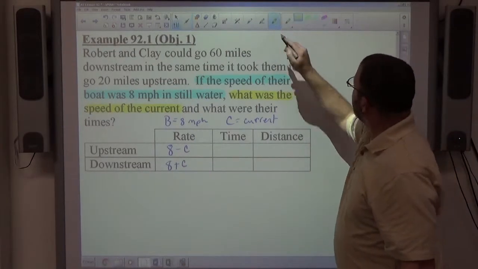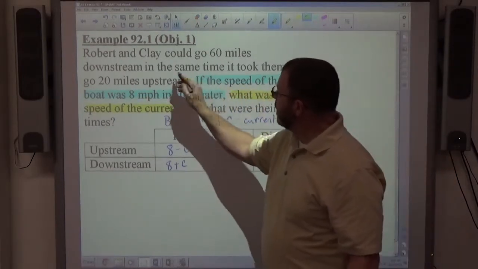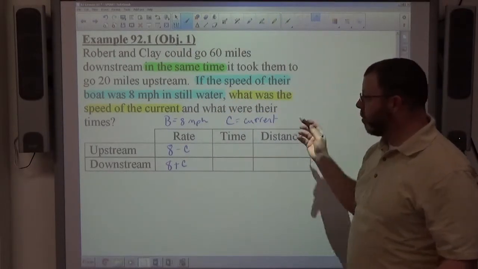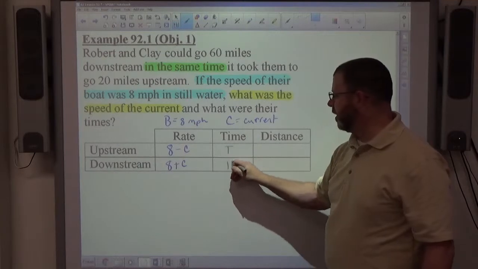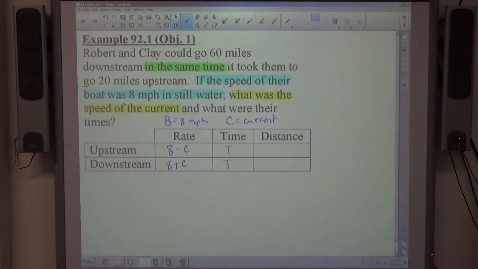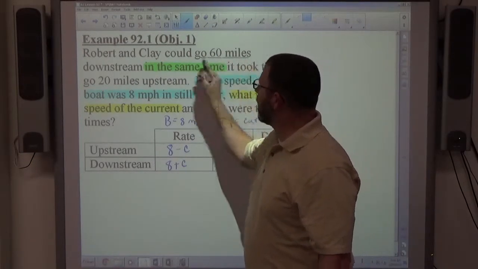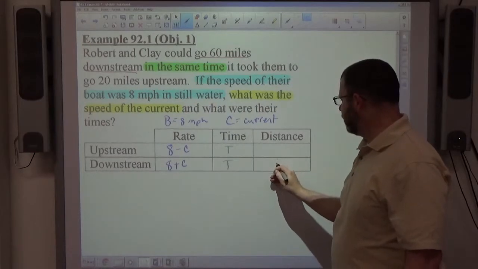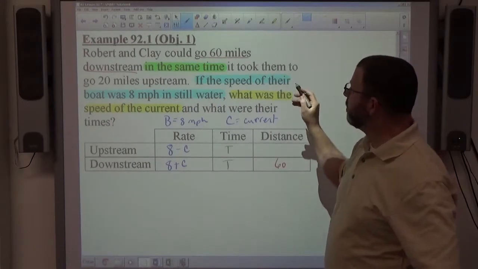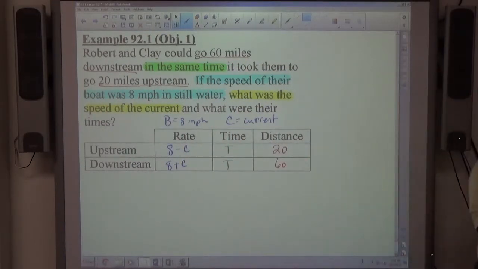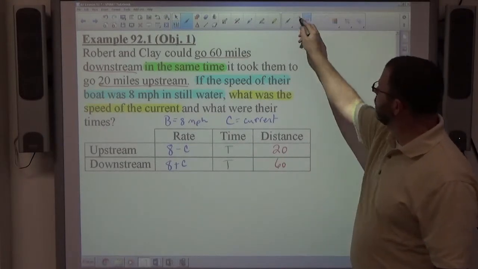Next, we fill in times and distances in the same time. Does it tell us how much time it took? No. So we don't know it, but they're the same, so time is T, time is T. If we take a look then at distance, they could go 60 miles downstream. So downstream distance is 60 miles. In the same time it took them to go 20 miles upstream. So 20 miles is the distance upstream. So you fill in all the boxes, you get to use two variables, and then it's just rate times time equals distance at this point.